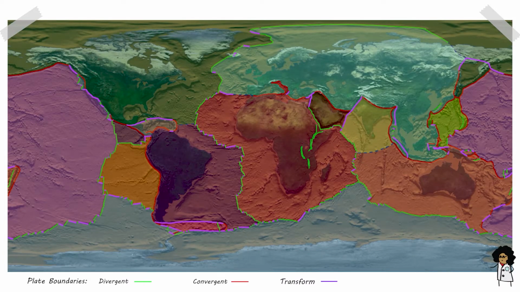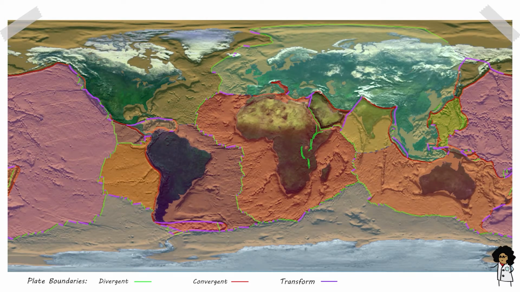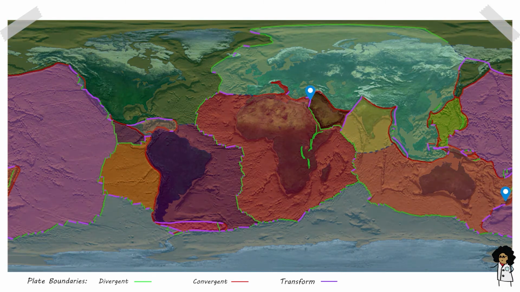There are many other examples of transform plate boundaries around the world. Take a look at a map and see if you can find the one in New Zealand and between Israel and Jordan. They're not hard to find, just follow the plate boundaries.